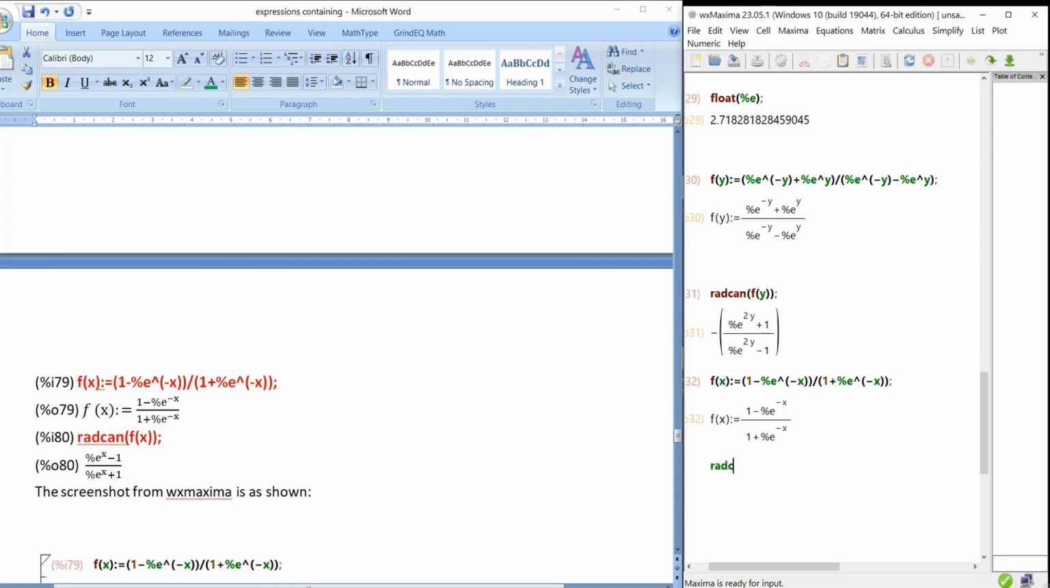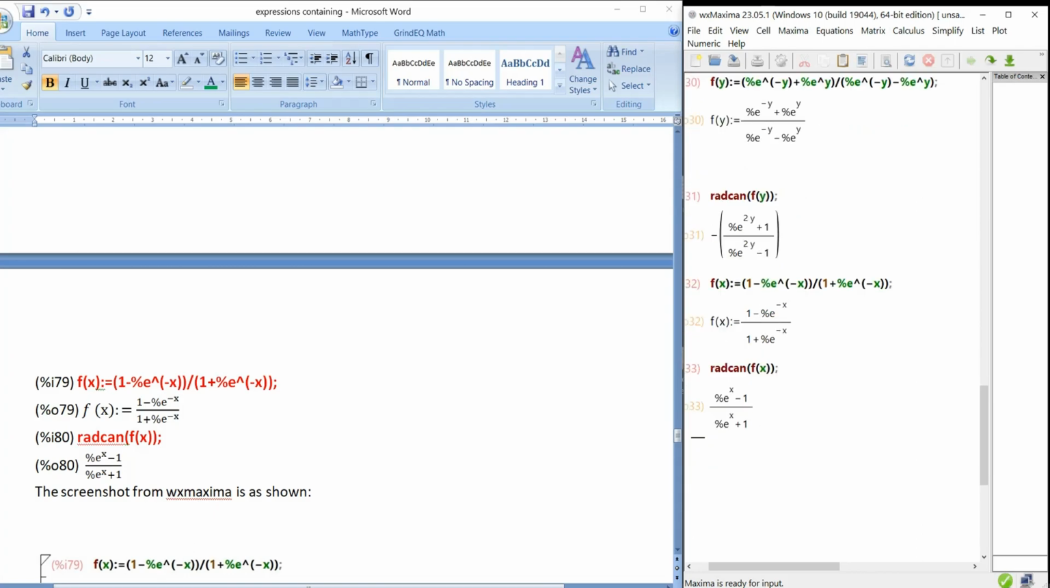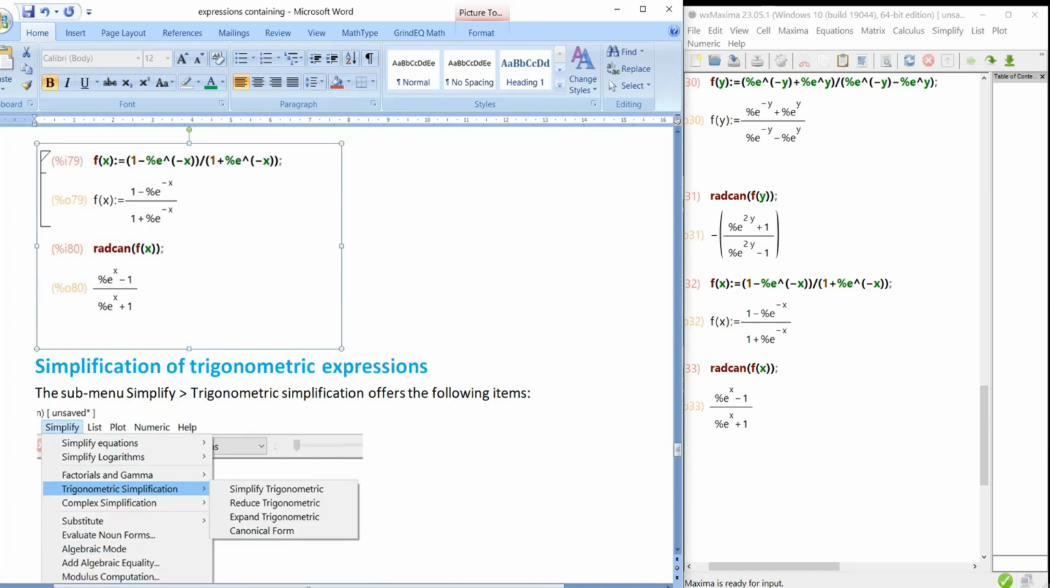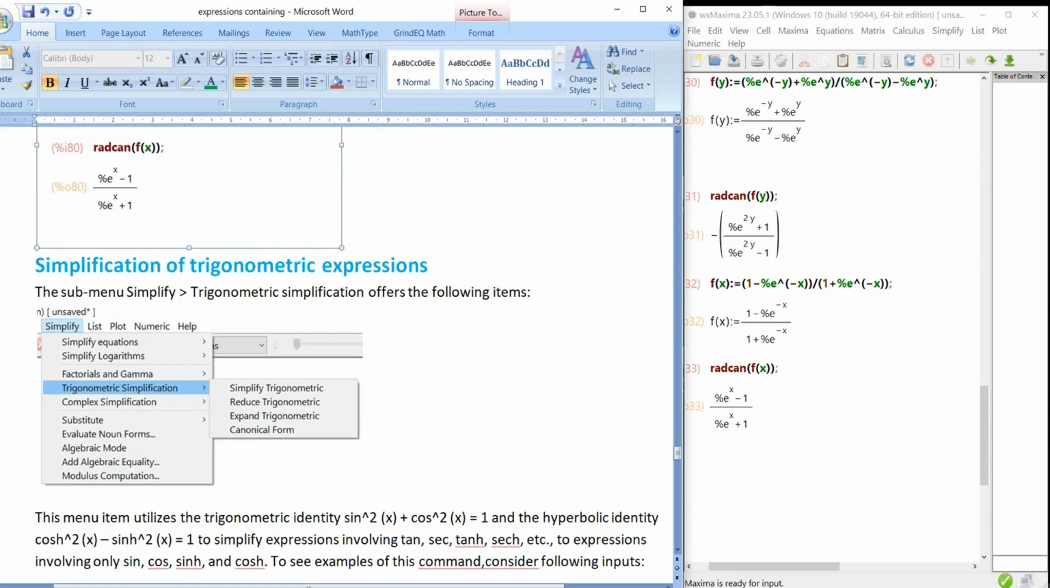For this, I use the command ratsimp, along with the function f(x), because we are willing to know the output after simplification of function f(x). Shift enter. So this is the output value, e raised to the power x minus 1 upon e raised to the power x plus 1. If you simplify it manually, you can take e raised to the power x as LCM, and after simplification you will get this output. Okay, so this is the screenshot which is attached for your reference.